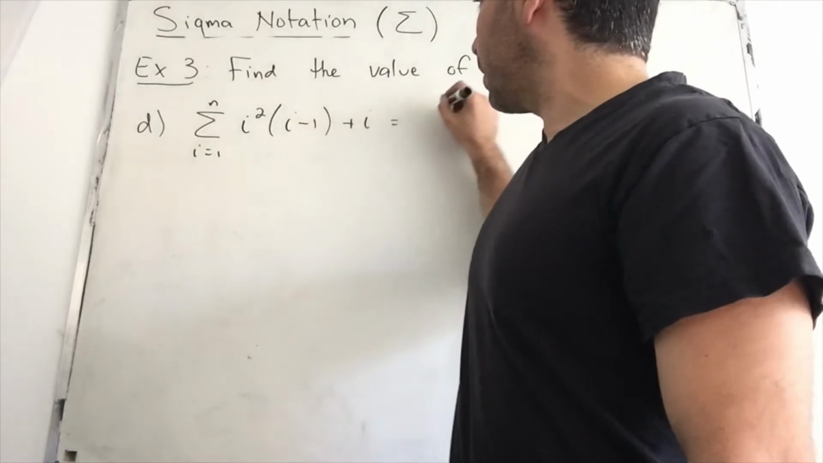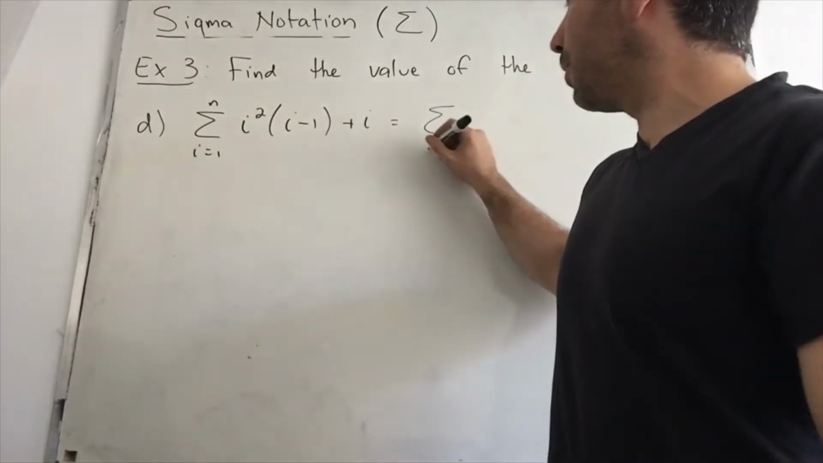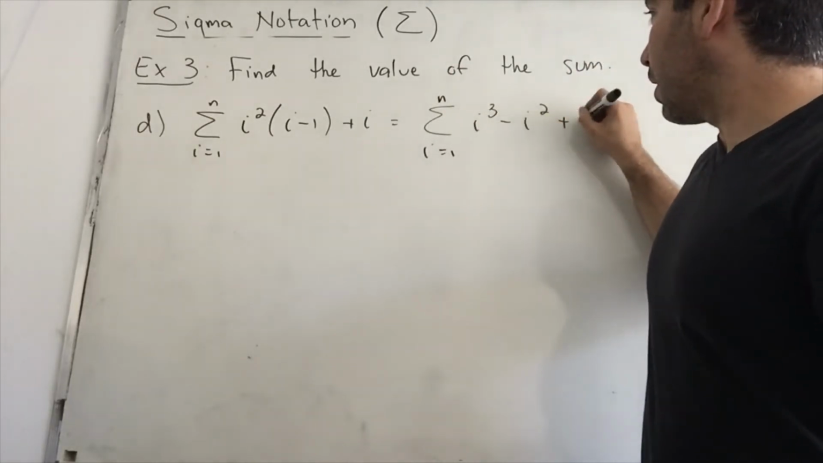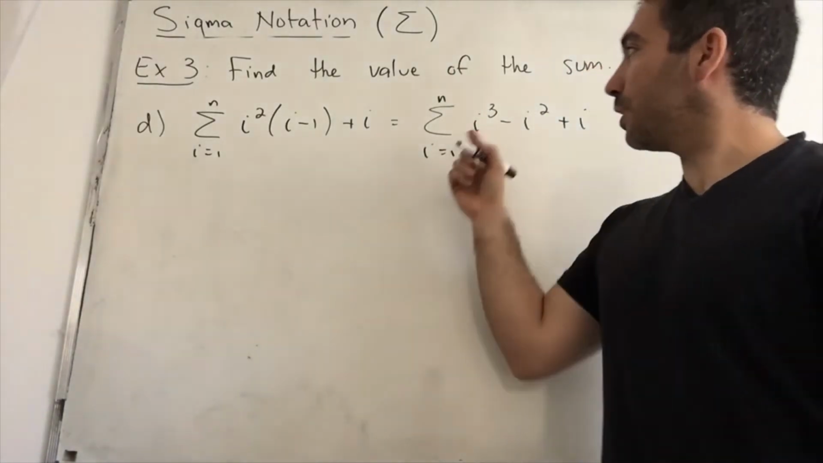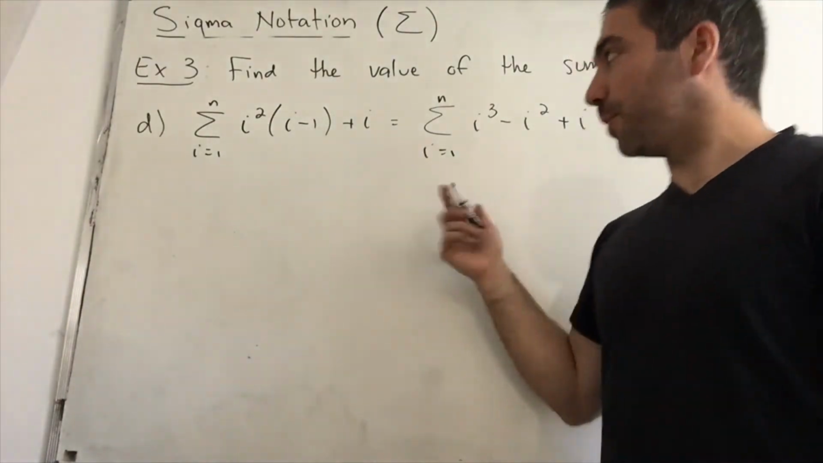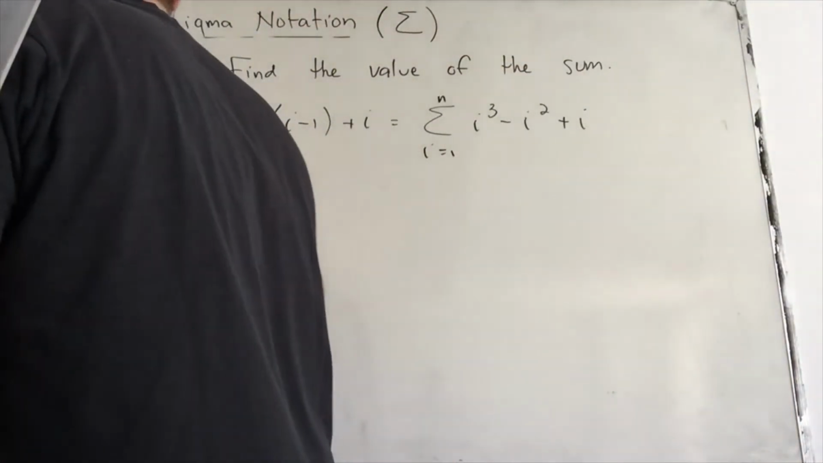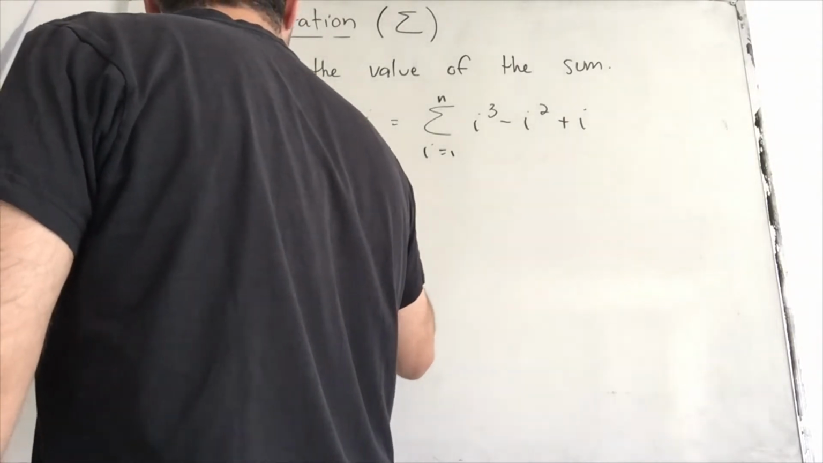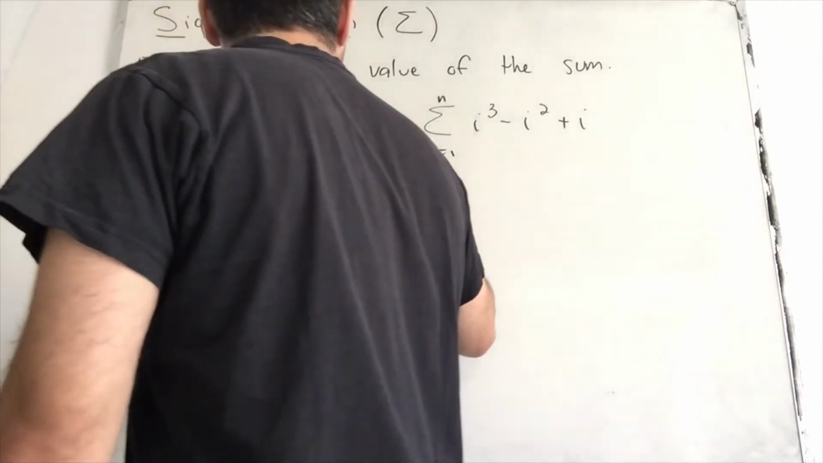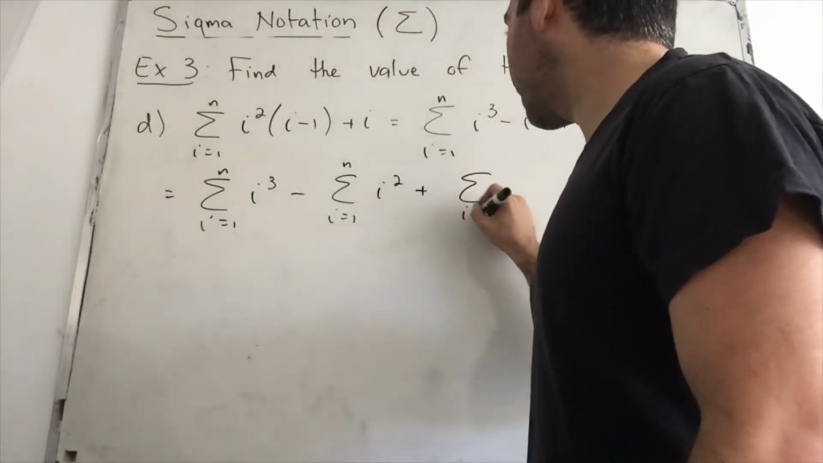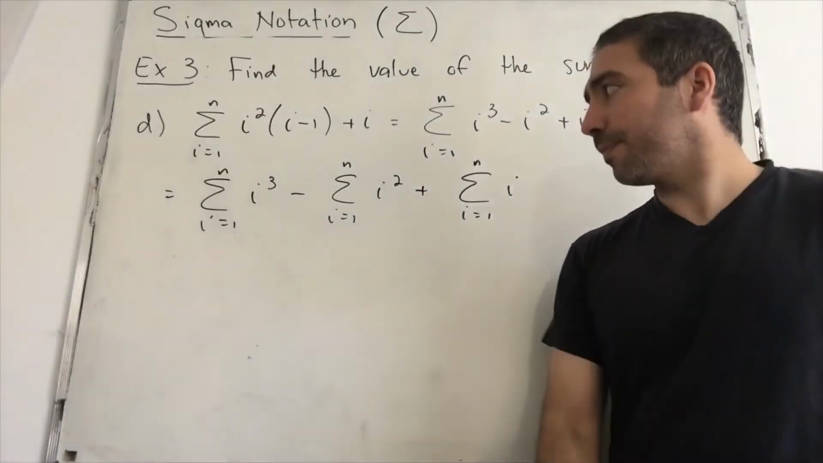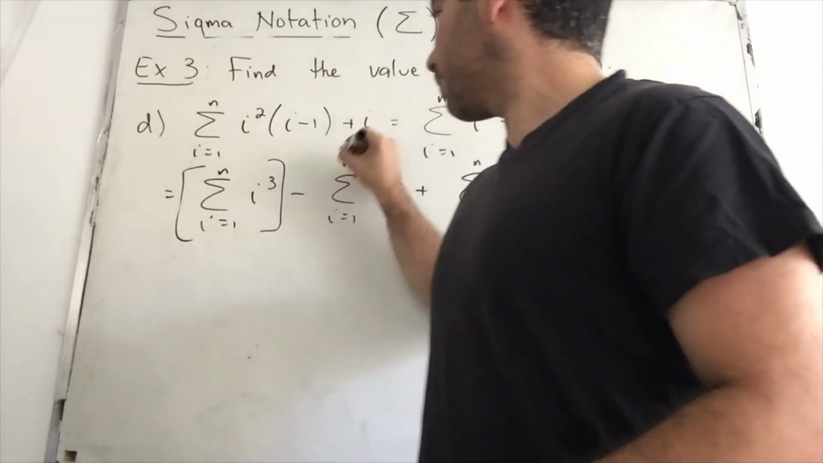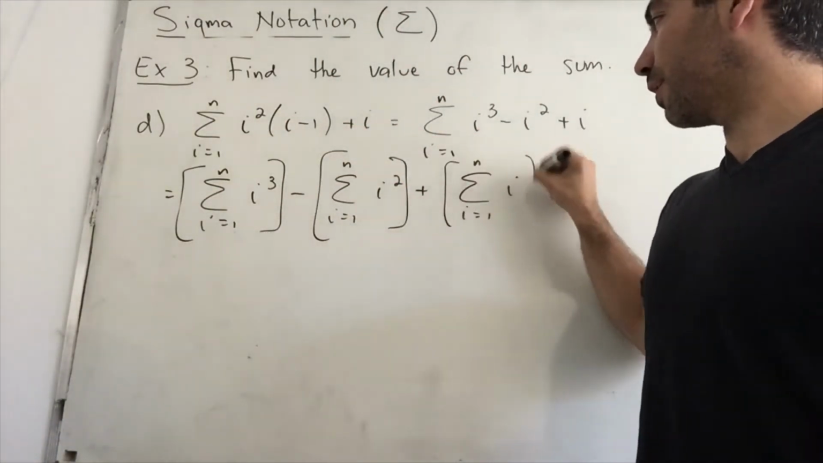The first thing I would do is distribute the i, giving me i cubed minus i squared plus i. And now, since we have an addition and subtraction, we'll take the sum of each term individually, giving us the sum i equals 1 to n of i cubed minus the sum i equals 1 to n of i squared plus the sum i equals 1 to n of i. Okay, and now we apply our properties in here. So we know the formula for i cubed, we know the formula for i squared, and we know the formula for i.